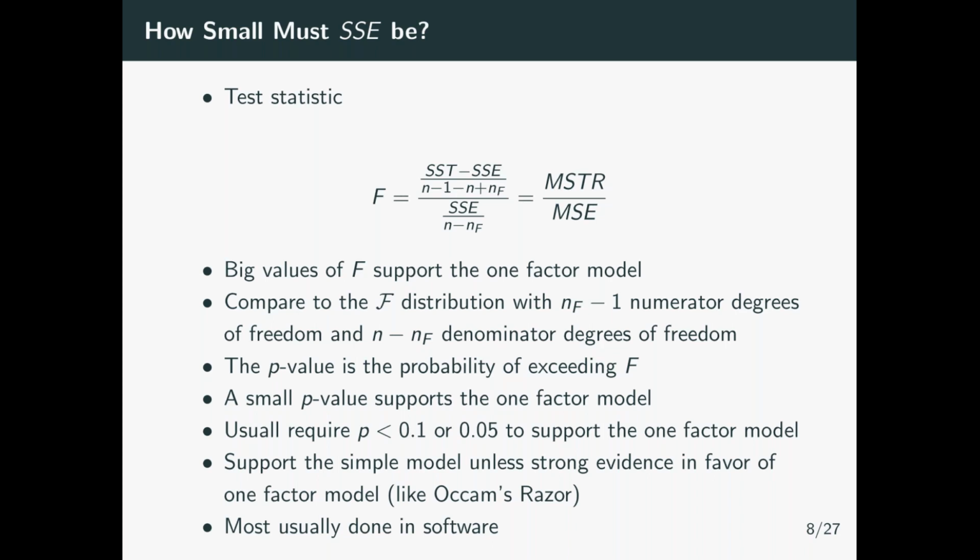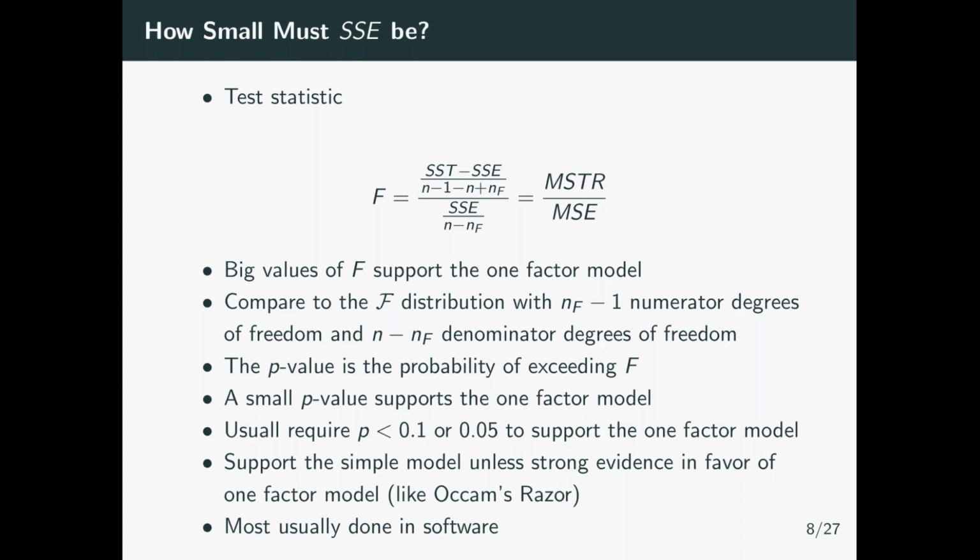And usually we require small p-values, so less than 0.1 or less than 0.05 or less than 0.01, to support the one-factor model as opposed to the simple model. And this is a lot like Occam's razor. Unless we have strong evidence in favor of the more complicated one-factor model, we're going to prefer the simple model, just a global mean.